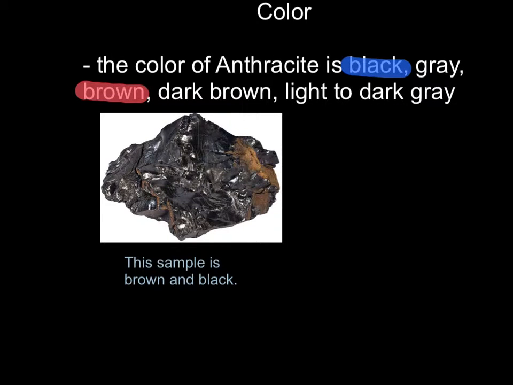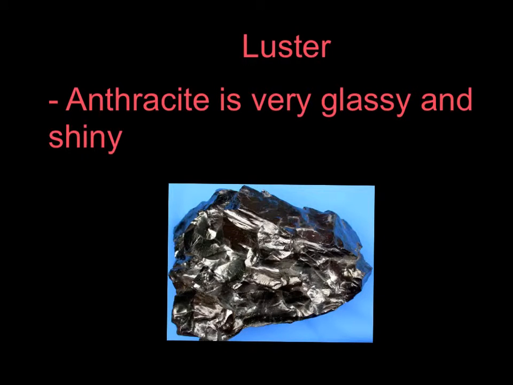Anthracite's color can be black, gray, brown, and light to dark gray. This sample I have here is brown and black. You can see it is mostly black, but there are some spots that are brown. The luster of anthracite is very glassy and shiny. This particular picture also looks metallic.